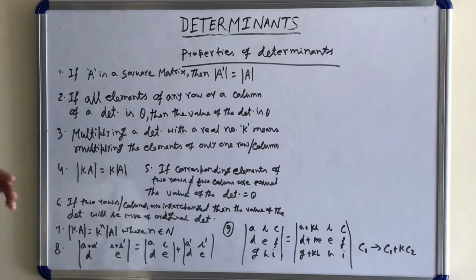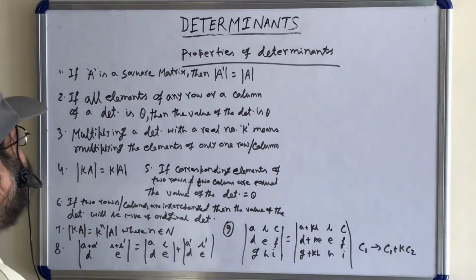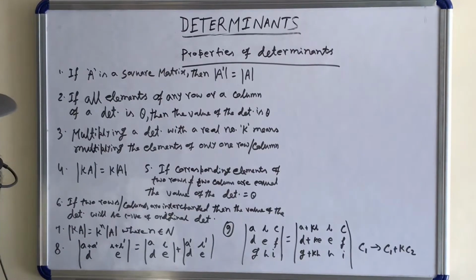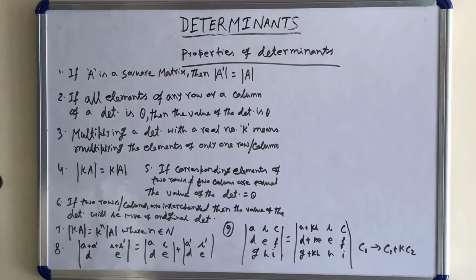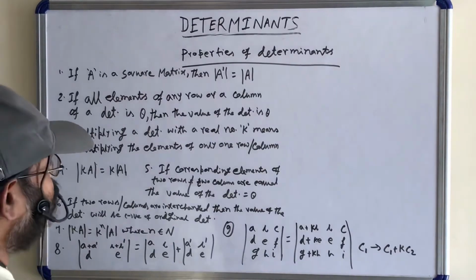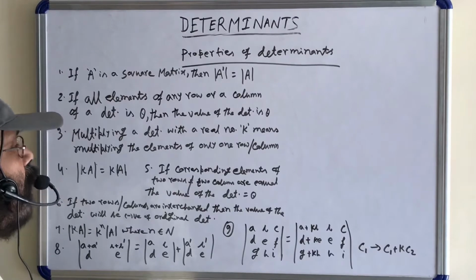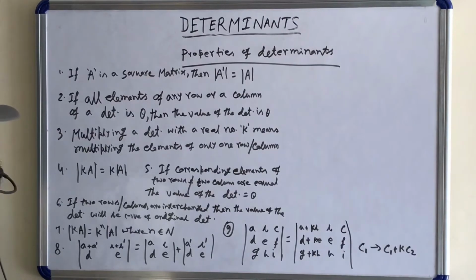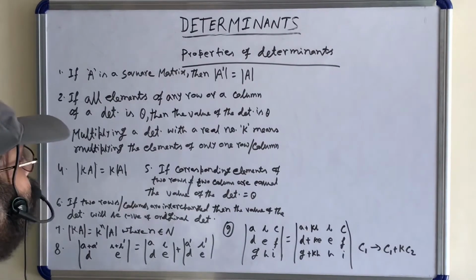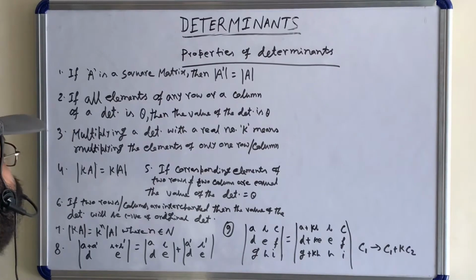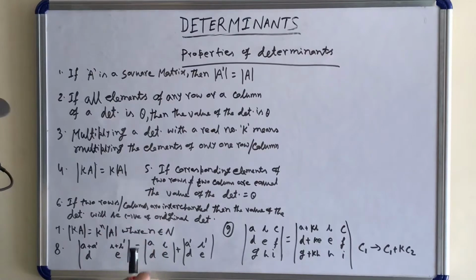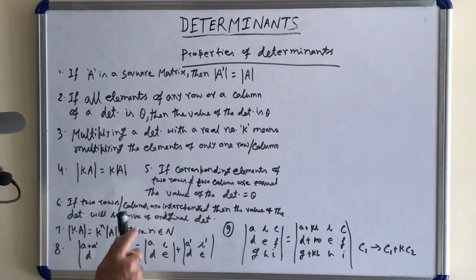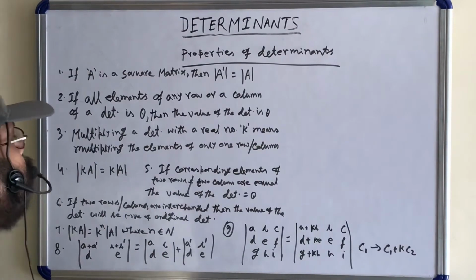First property, it is a very simple property. If A is a square matrix, then determinant of A transpose equals determinant of A. Why? It is very simple. To find the value of the determinant, you can take any row and any column, and then find their cofactors of the remaining determinant after eliminating the corresponding rows and columns.